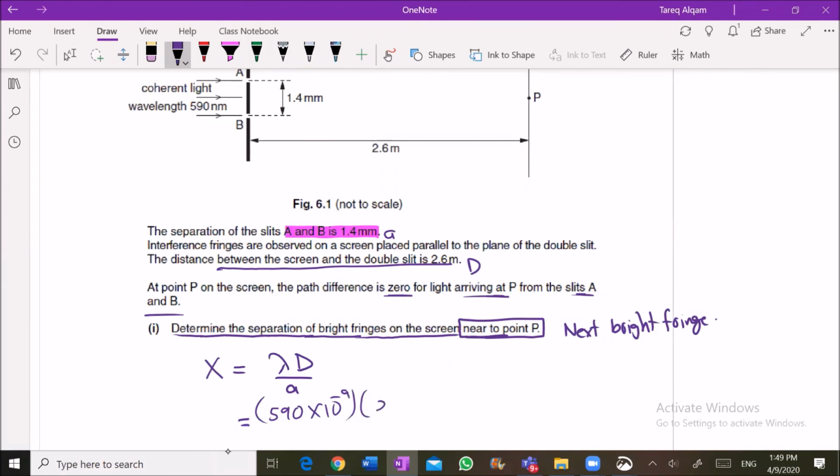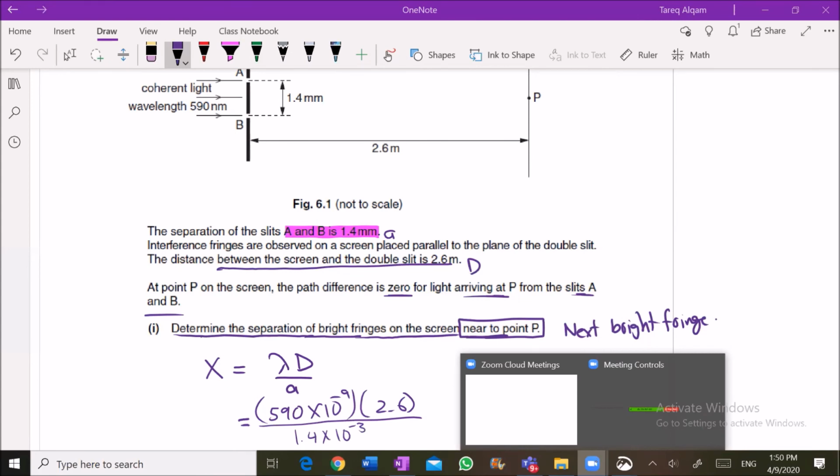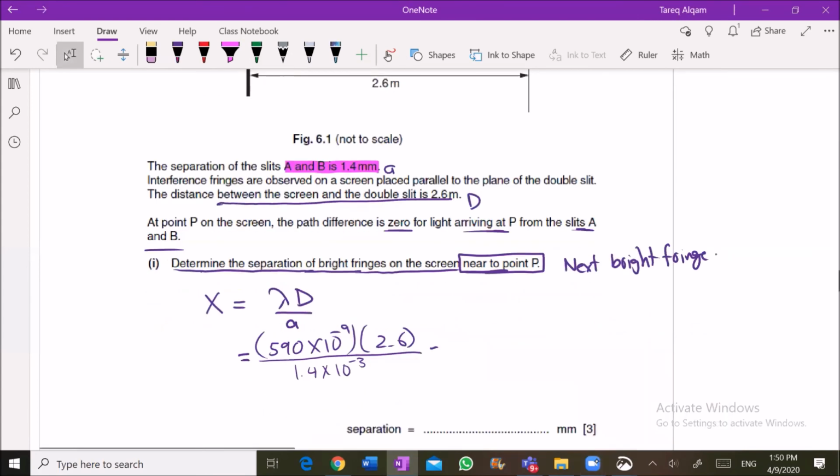Distance 2.6 between the slit and the screen over a, which is 1.4 times 10 to the power minus 3. That gives 1.1 times 10 to the power negative 3 meters. Don't forget, if the answer is in millimeters it will be 1.1, right? So in millimeters the answer is 1.1. Guys, any question about that?